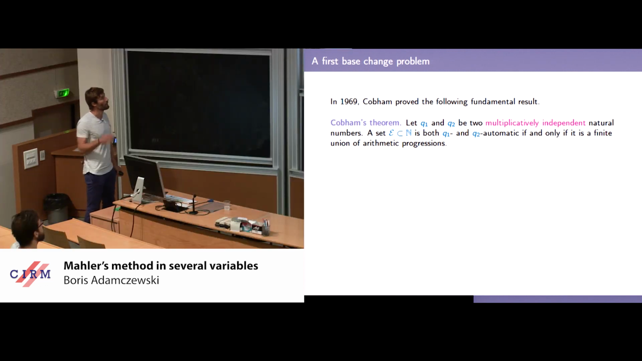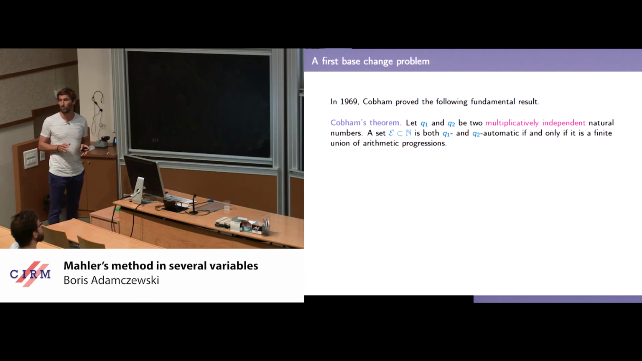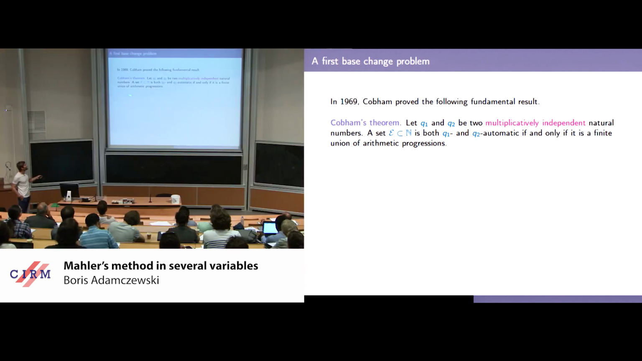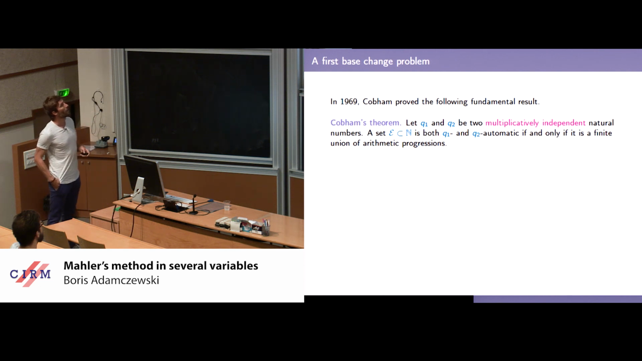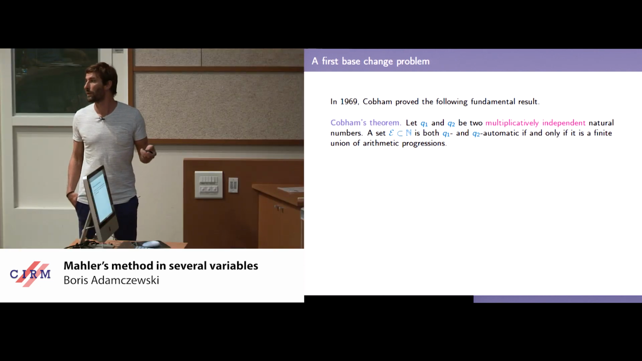There is a fundamental result from automata theory saying that if the 2 bases are multiplicatively independent, like 2 and 10, it's essentially impossible for a set of natural numbers to be Q1- and Q2-automatic at the same time. The only sets that have this property are the periodic sets, those that can be written as a finite union of arithmetic progressions. Those are automatic in any base, since an arithmetic progression can be recognized whatever the base you choose, but these are the only ones, kind of trivial sets.